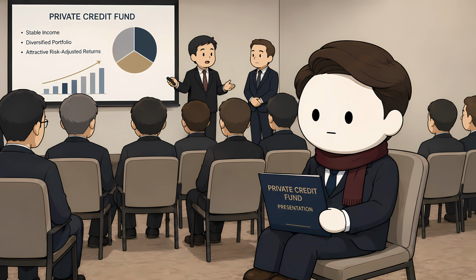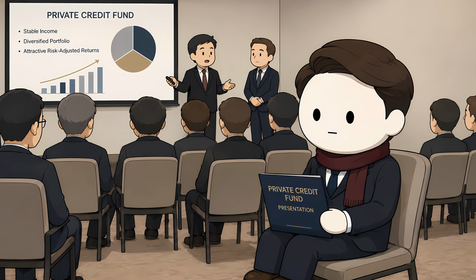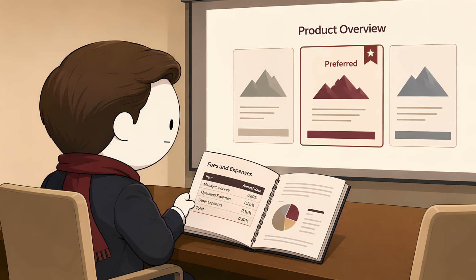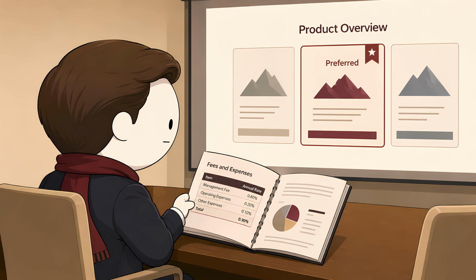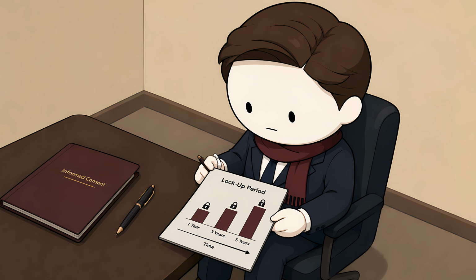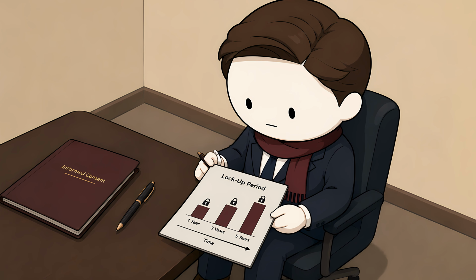At the closed presentation, you hold the private credit fund presentation on your knees. The product committee highlights the product card marked "Preferred" while you return to fees and expenses. You read the lockup period graph before touching the informed consent pen.